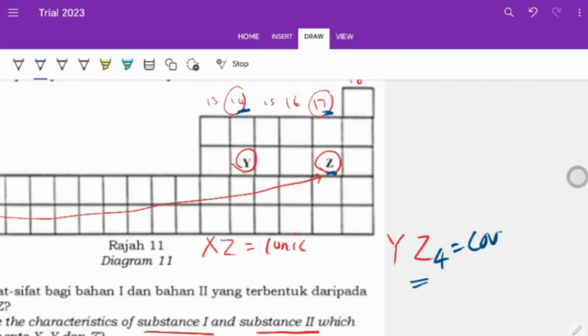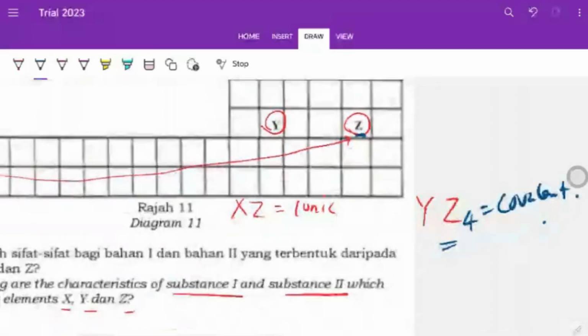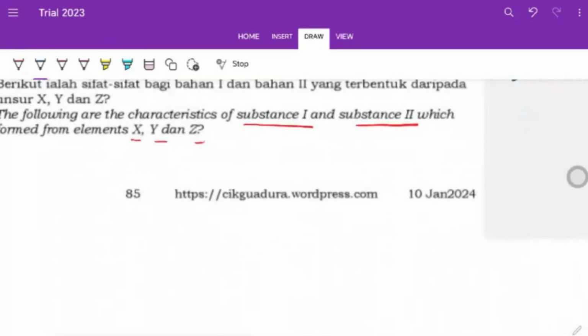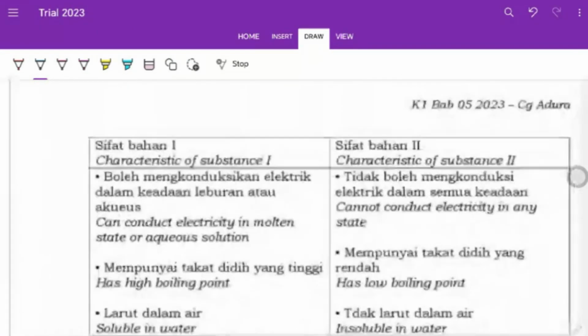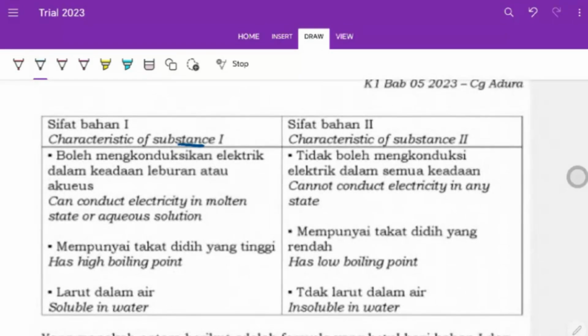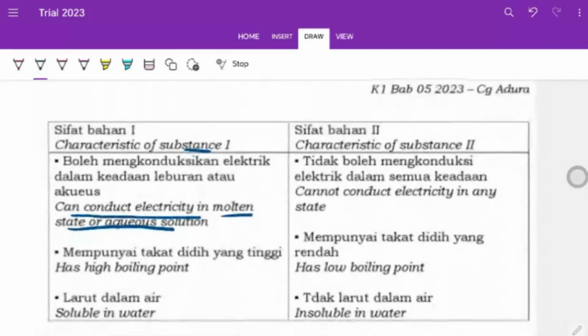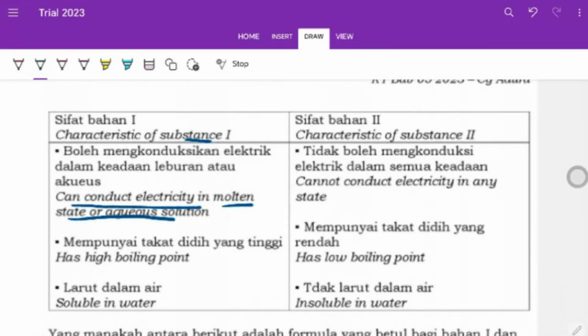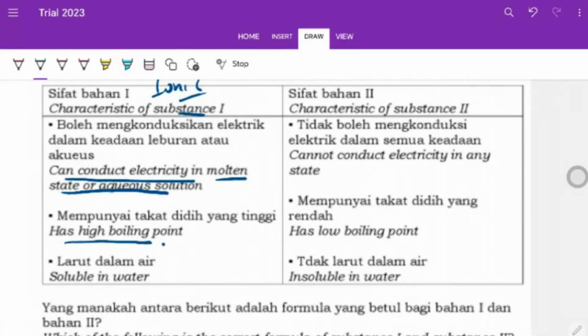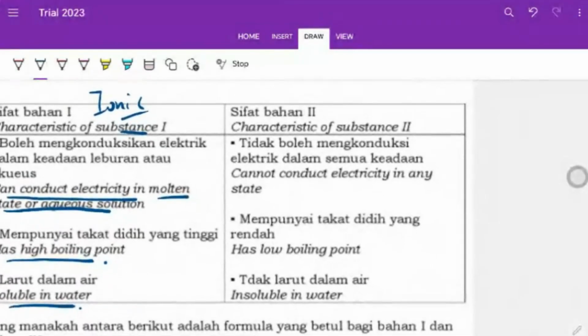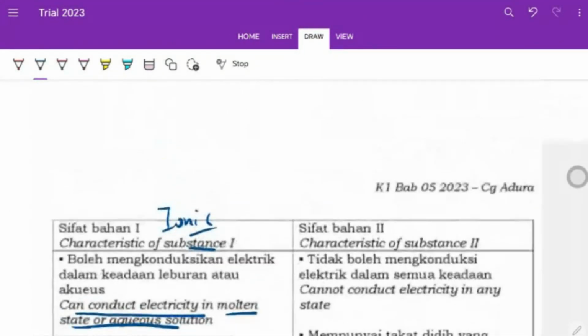So it's covalent. Okay? Then which one is correct? Substance 1 and 2. Substance 1 can conduct electricity in molten state or aqueous state. If you see this, what is this? Ionic or covalent? Ionic. High melting and boiling point, soluble in water. So all are ionic.